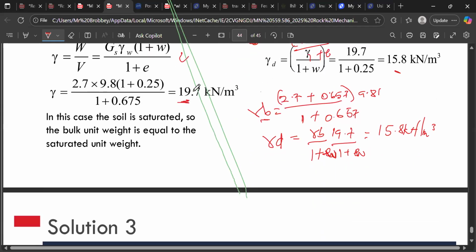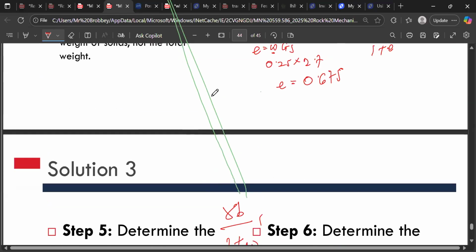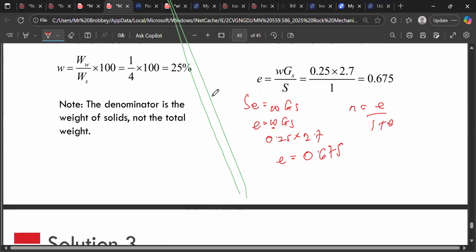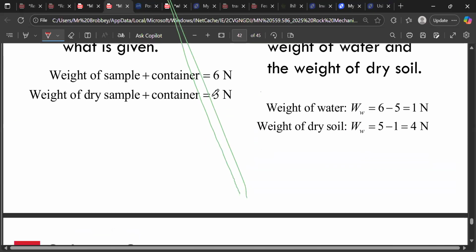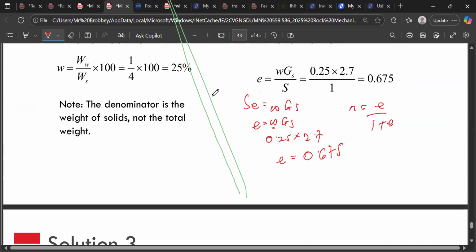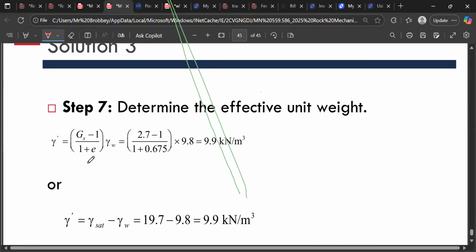So these are the steps. Every other time you want to write your parameters and see what you have. See that you have read through the question to see all the hidden parameters, and then you will know what to do next. All right. So the next one is to find the effective unit weight, right? And then I would want to explain effective unit weight a bit.